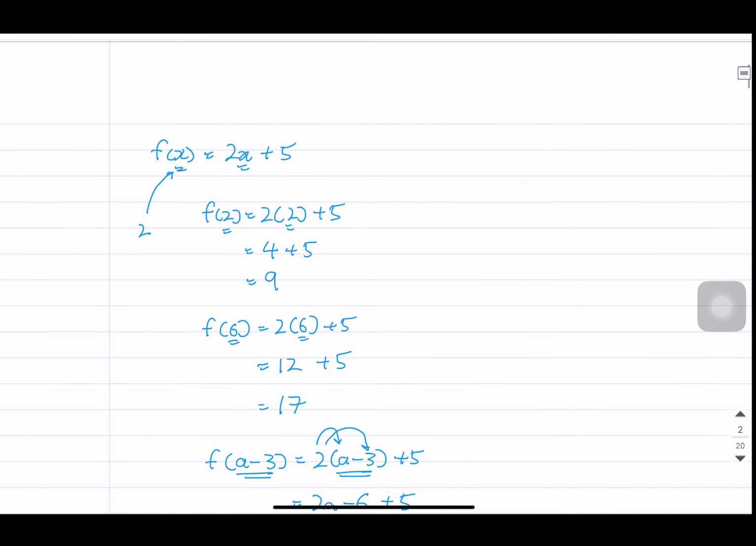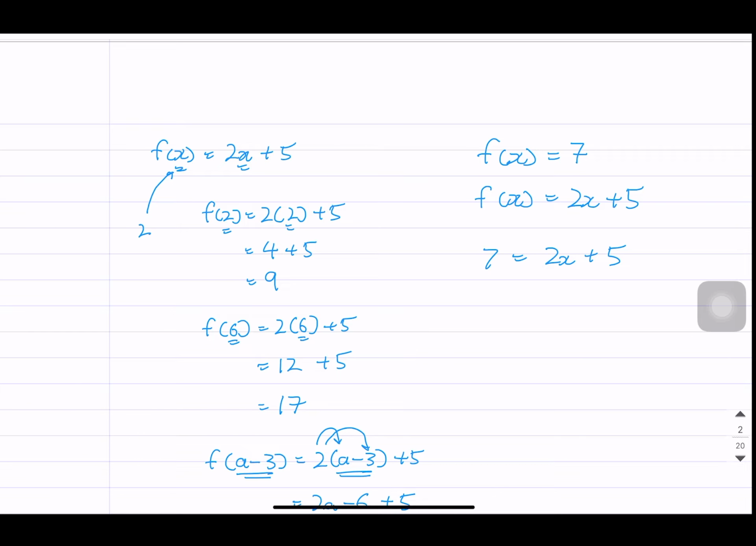Another variation of simple function is that instead of telling you what the x value inside is, they would tell you what f of x equals. I'll give you an example. If we have f of x equals, let's just say, 7, what should we do? We also know f of x is equal to our function, 2x plus 5. What that means is 7 equals 2x plus 5.